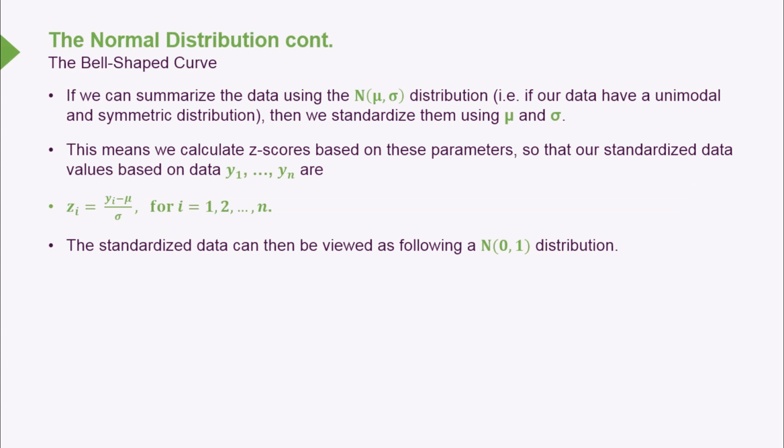If we can summarize the data using a normal distribution, then we can standardize them using the mean and the standard deviation. So this means that we calculate z-scores based on these parameters, and the way that we take the z-score for each data value is y_i minus mu, divided by sigma. And the standardized data then can be viewed as following a normal distribution with mean 0 and standard deviation 1.